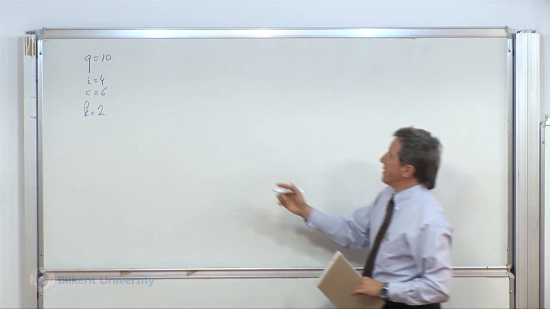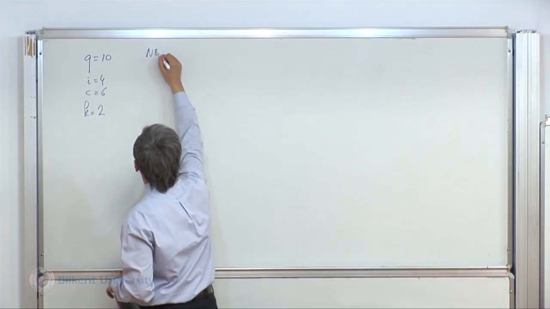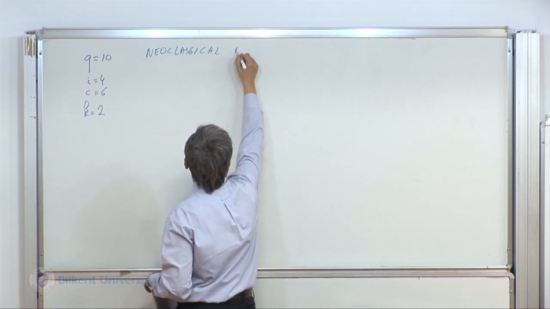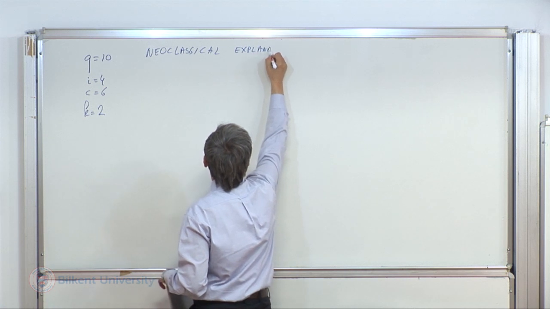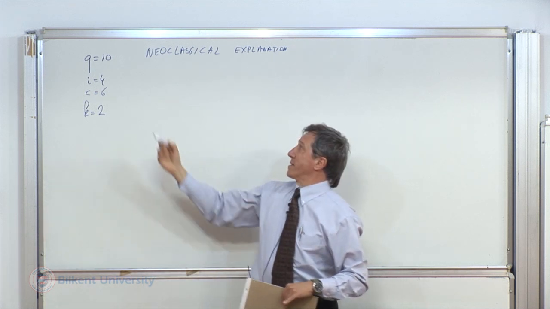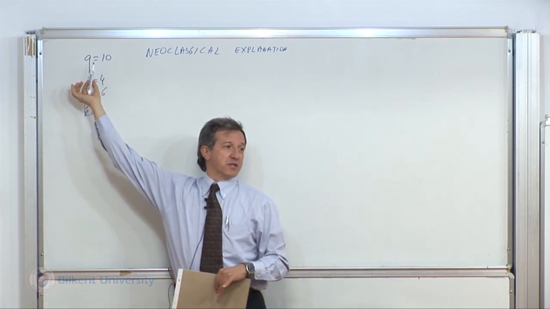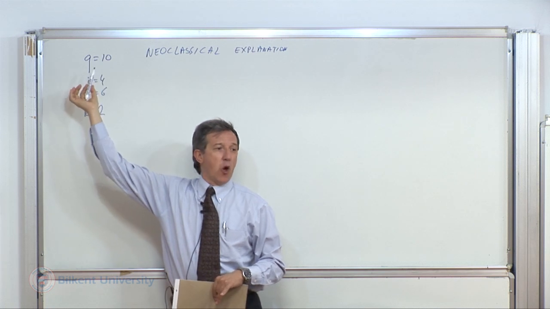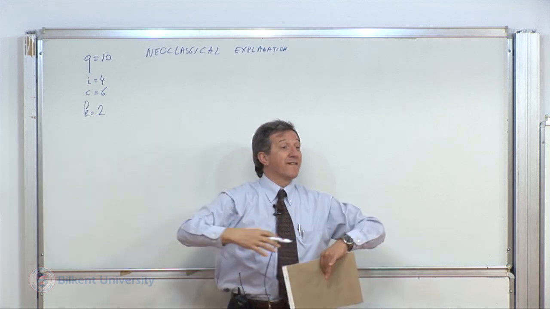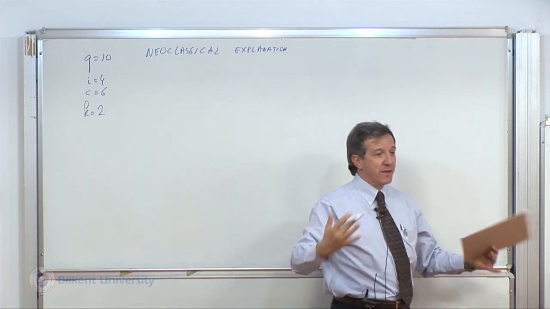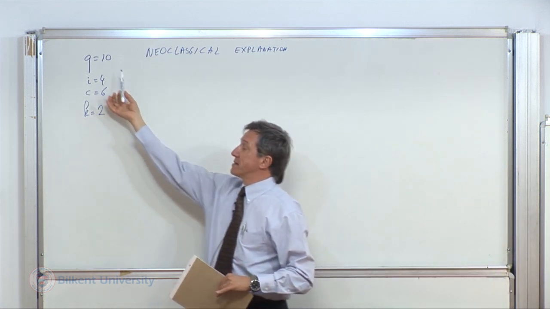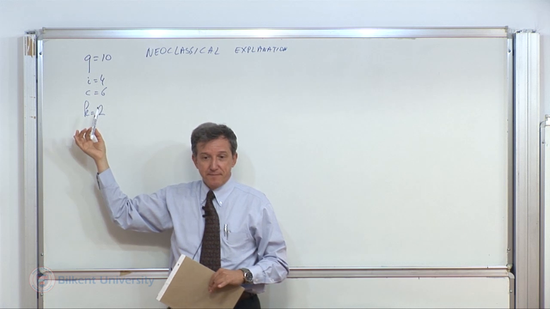Now, we are in the neoclassical world. Neoclassical explanation into the inquiry of what explains wealth of nations, what explains 10 units of income per output. How can we explain the wealth of nations from a neoclassical perspective? Our wealth or income is 10. How do we explain this?